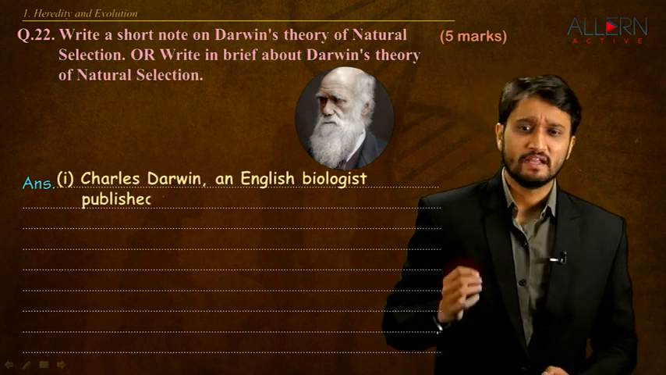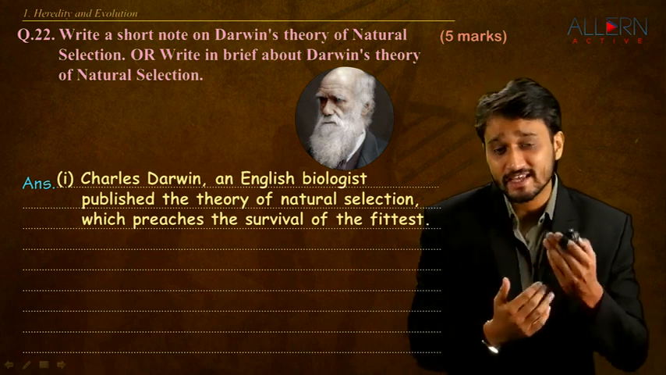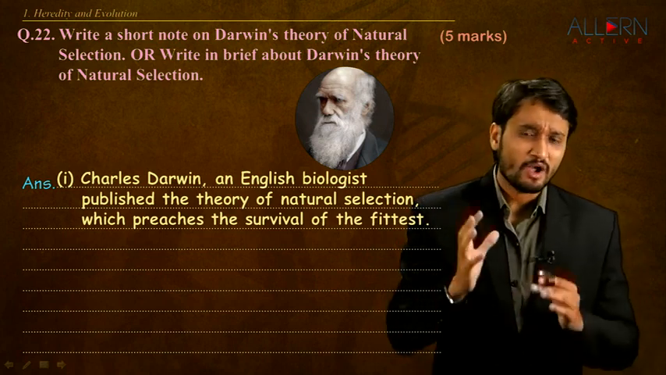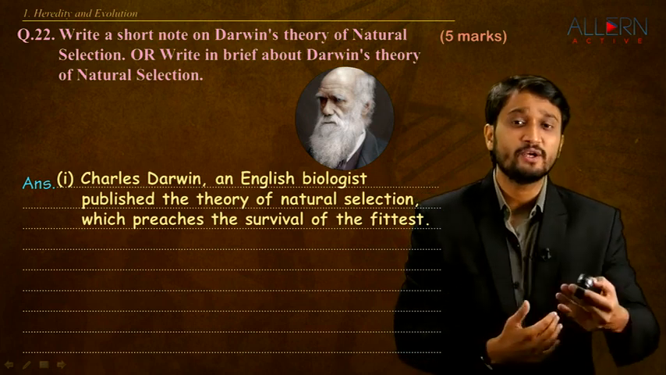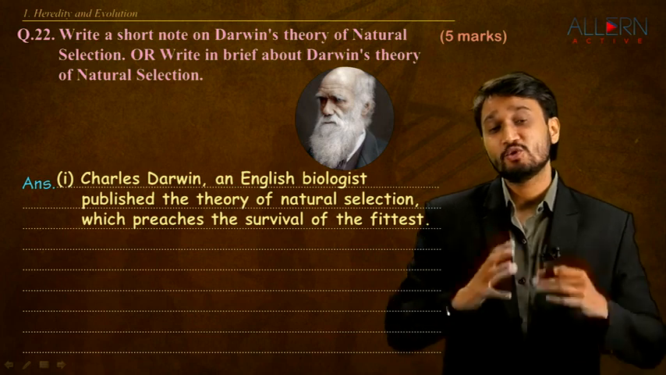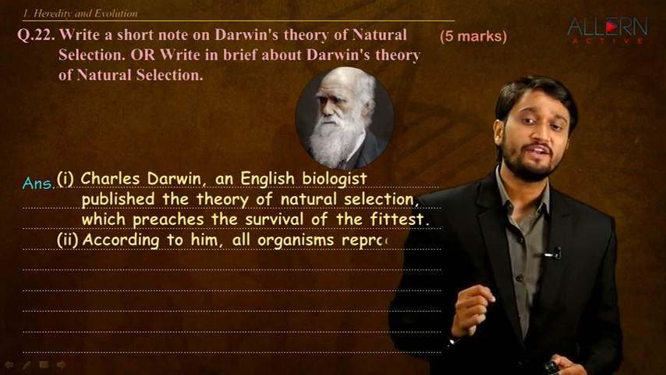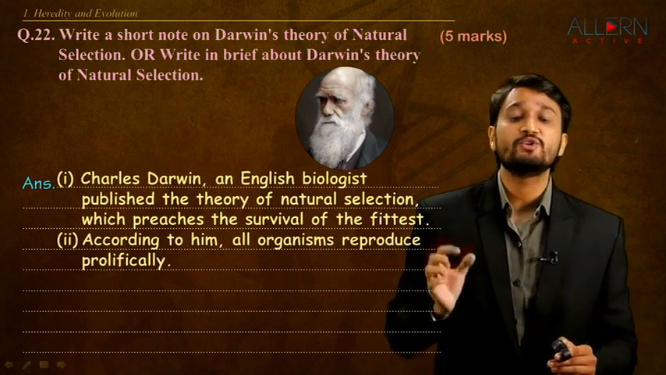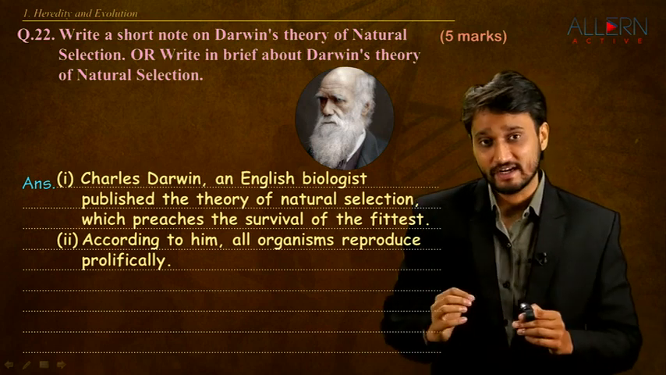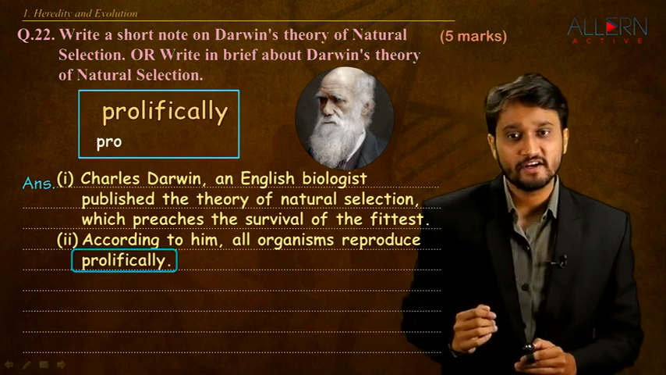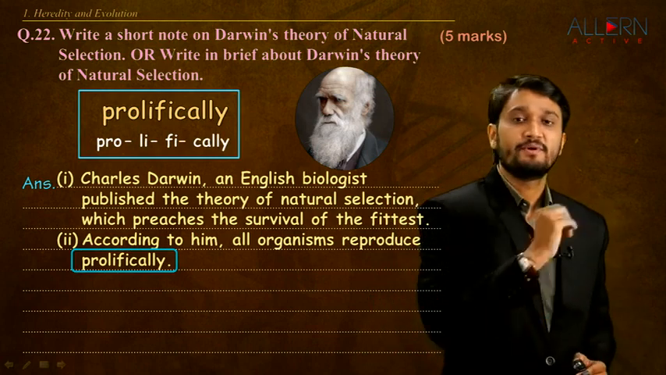So Charles Darwin, an English biologist, published the theory of natural selection which says the survival of the fittest. Now according to Darwin, living organisms reproduce prolifically, meaning to a large extent. They give birth at the same time to a large number of individuals. So according to him, all organisms reproduce prolifically. I'll repeat, prolifically means to a large extent. Let's understand this word, split it into parts, prolifically. So we can break it into 4 parts.